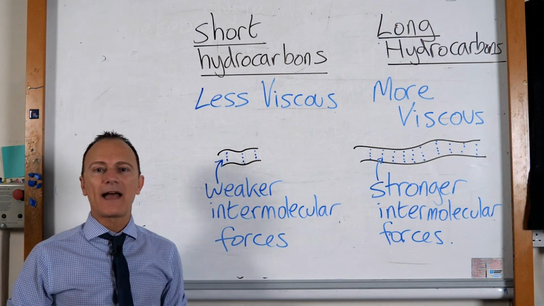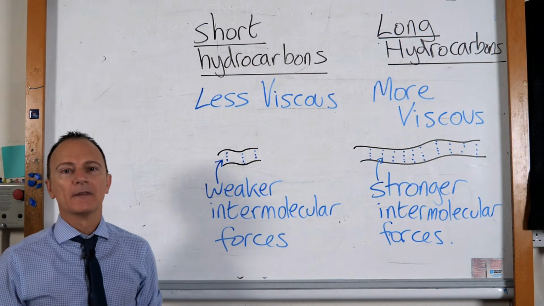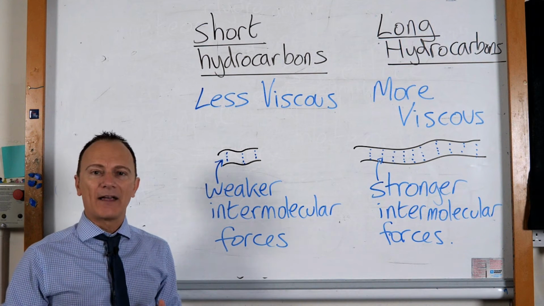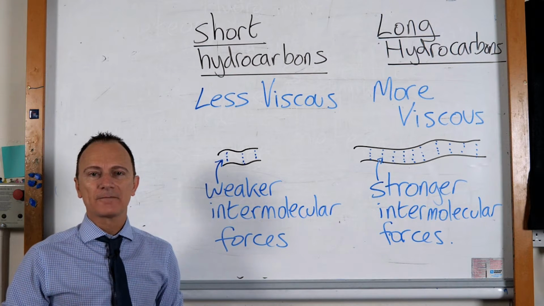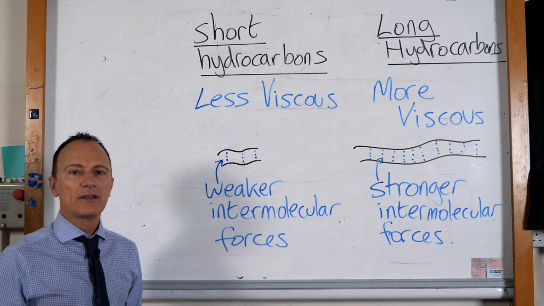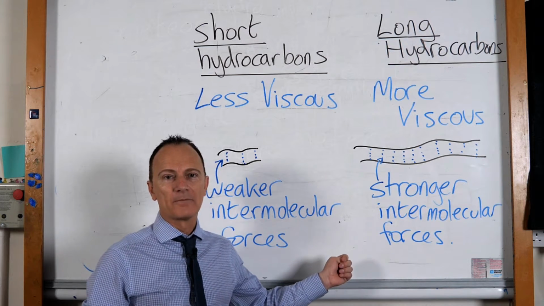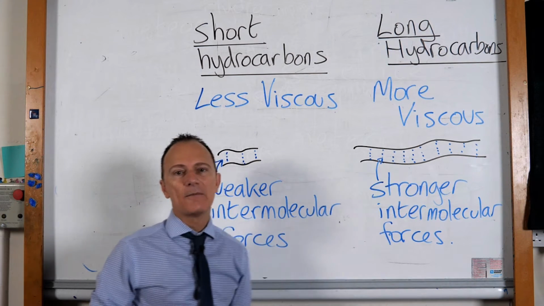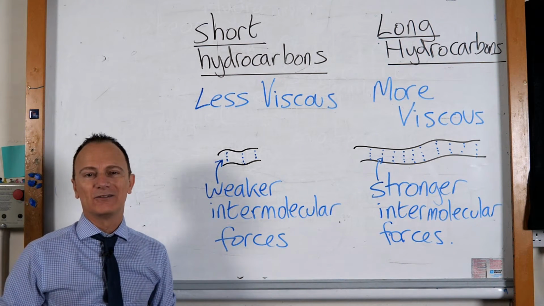There's 2 reasons why hydrocarbons get more viscous as the molecules get longer. First reason is because as the molecules get longer, they're more likely to get tangled up with each other. And secondly, as the molecules get longer, the forces between the molecules get stronger. We get stronger intermolecular forces compared to when we've got shorter molecules.